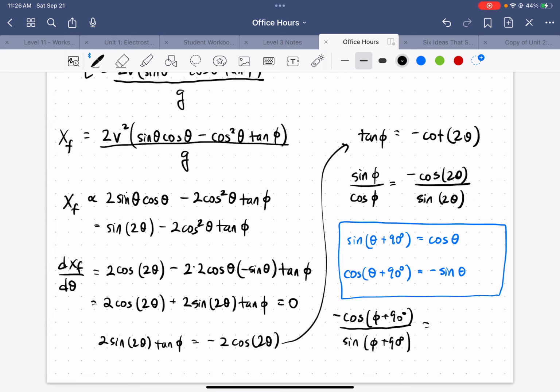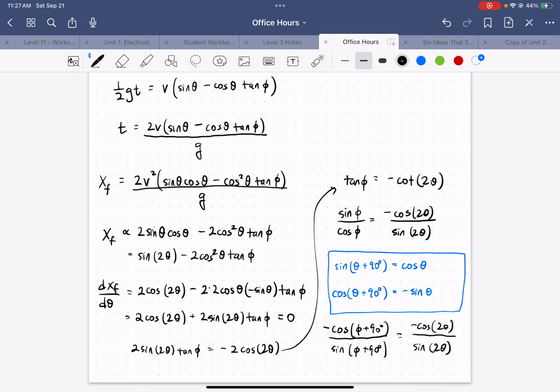And this is clearly going to be solved when 2 theta is equal to phi plus 90 degrees. So that is our solution. We can divide through by 2, and up here I'll have my answer. Theta, the launch angle, is equal to 45 degrees plus half the angle of our incline.